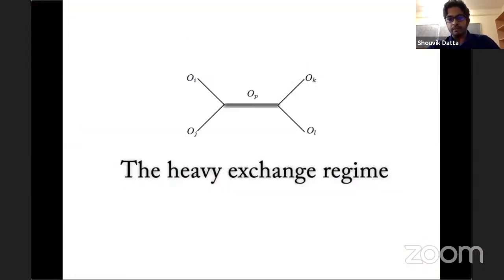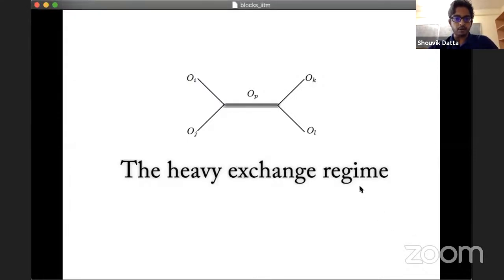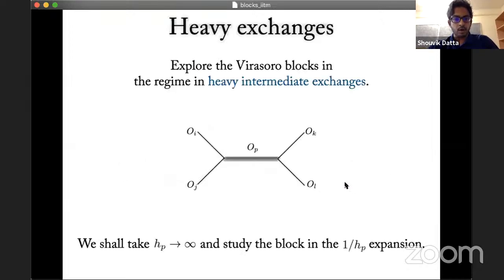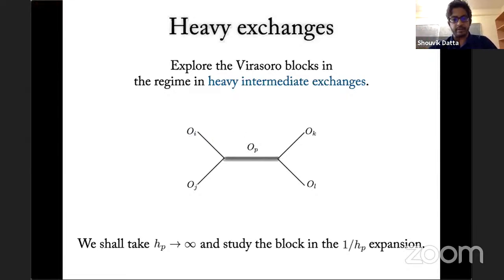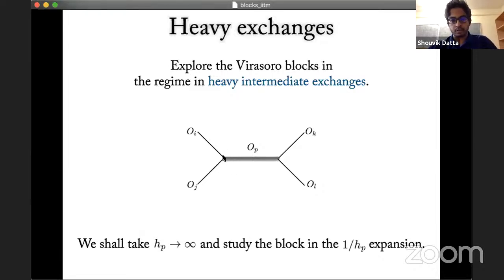Okay, so I mentioned the semi-classical blocks. So I'll move on to the heavy exchange regime. This is the regime in which we have four external operators again, so their conformal dimensions will be held fixed. The central charge will also be held fixed, but the intermediate operator which is being exchanged, the conformal dimension of that is going to be heavy.